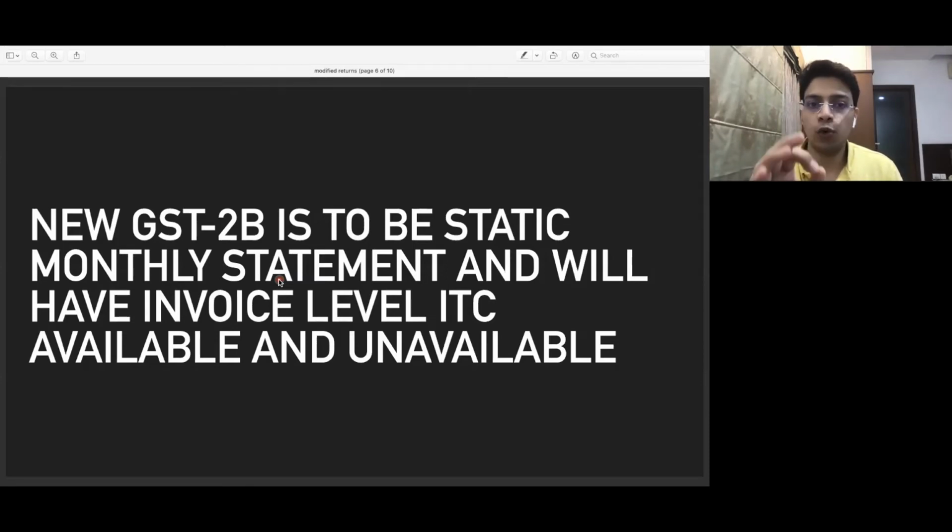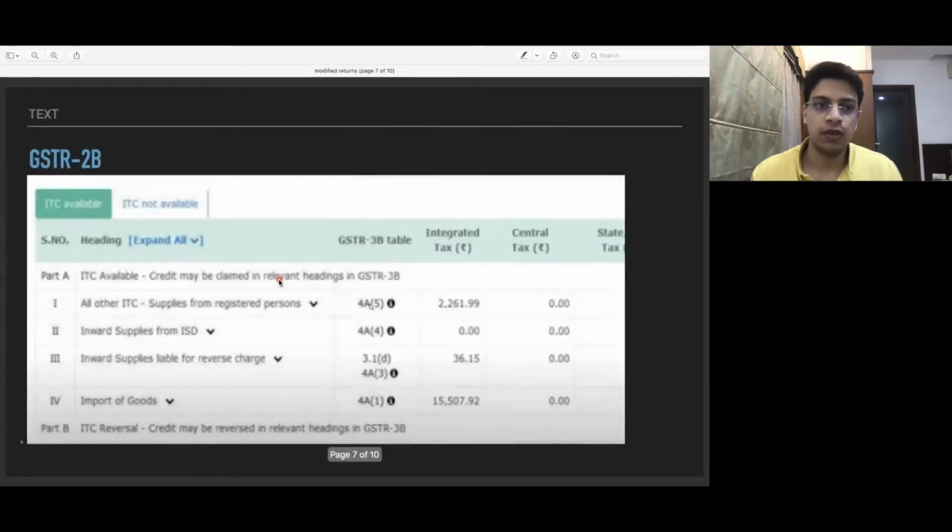In GSTR 2B, there will be two portions: ITC available and ITC unavailable. GSTR 2B will look like this: ITC available and ITC not available. Here the reference of the GSTR 3B table is also provided. Then these are the tax amounts: integrated tax, central tax, state tax.